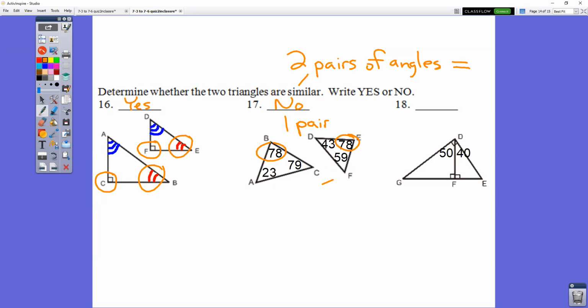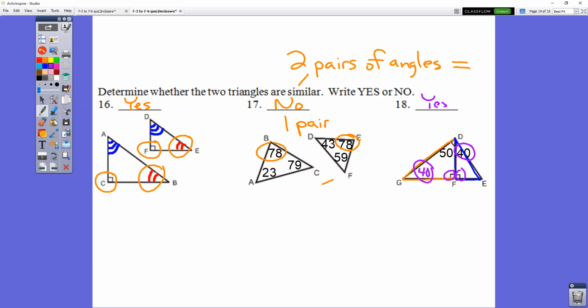In number 18, we're looking at 2 different triangles here. We're looking at this right triangle, and we're looking at this right triangle. So you have, right away, the 90-degree angle and the 90-degree angle. That's 1 pair. But then we have a 50 and a 40. Well, we have a missing angle. Always find the missing angles if you can, because if I find that missing angle, it's 40. Ding, ding, ding. There's my 2nd pair of angles that are the same.